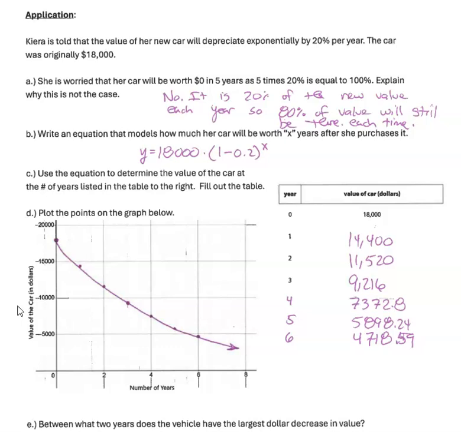The other way you can think of this is if you're taking away 20%, you are left with 80%. So how could you ever end up with nothing if you're always taking something away, but you're leaving something? It's impossible for it to become 0. So then you get your equation, which is y equals 18,000 times 1 minus 0.2 to the x, which is 0.8 to the x. And the students then just substituted in 0, 1, 2, 3, 4, 5, and 6 to find out what the values were.